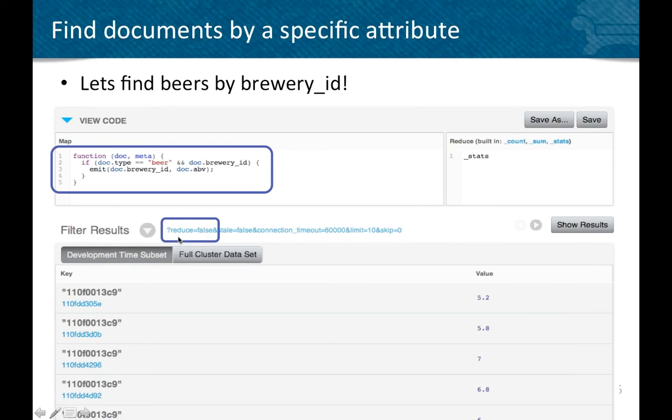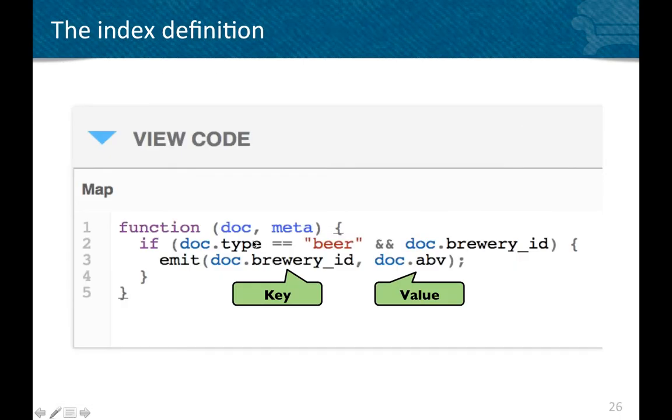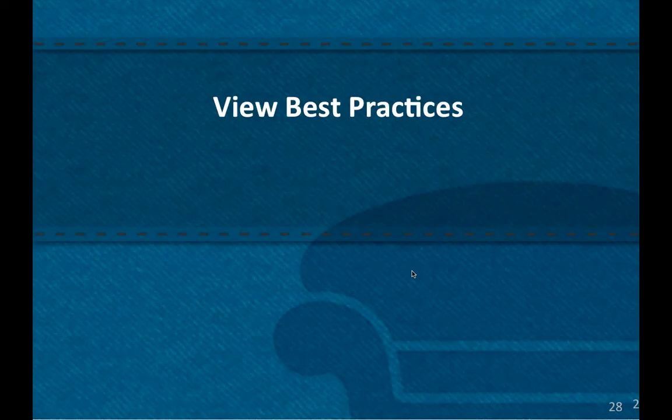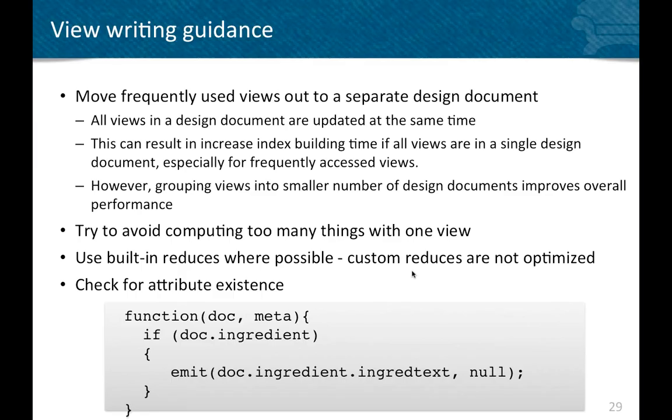In this screenshot, we're showing that we have reduce turned off. So we're just looking at the underlying map phase. But if we remove this query parameter, we'll get to see what the reduce does. So we'll look at this code more closely. The key is the brewery ID, and the value is the alcohol by volume. So again, here's that result set. For each brewery ID, each beer is listed with how much alcohol it has in it.